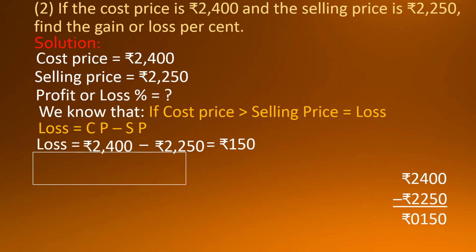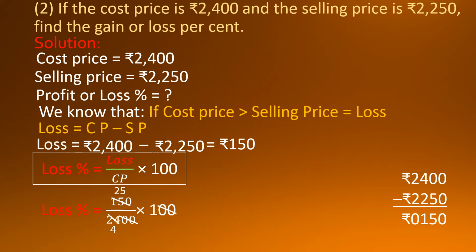Now we find the loss percentage and we know that loss percentage is equal to loss upon CP multiplied by 100. Now put the value. Loss is equal to rupees 150 and CP is equal to rupees 2400. So write down 150 upon 2400 multiplied by 100. Now simplify. Cut 20 by 20. See, 24 and 150 both are divisible by the same digit 6. So divide. 6 4s are 24 and 6 25s are 150.